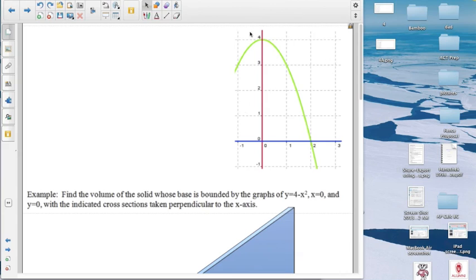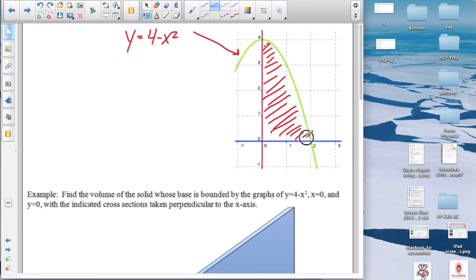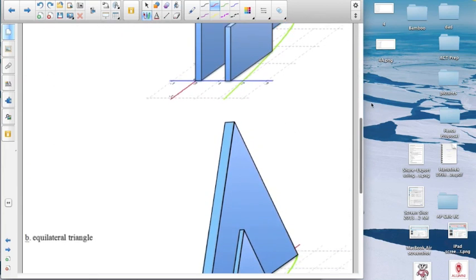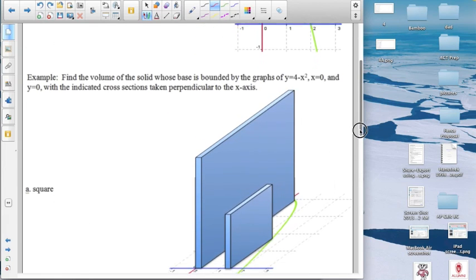For this example, we're going to use the function y equals 4 minus x squared. That's that function as our base in the first quadrant. So we are going to build solids of known cross sections in this region here. And we're going to build those solids coming straight out of the page at you. So as a bit of perspective here, we're going to do this for several different cross sections. We're going to start with a square.